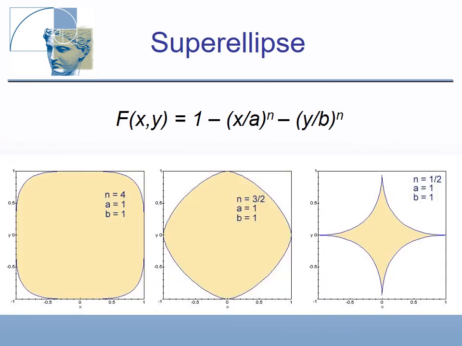A superellipse has a very similar equation, but the power 2 is changed to the power n. With n greater than 1, left image, the shape is close to a box. With n lesser than 1, it looks like a star with sharp ends. This is a representative of algebraic curves defined by polynomial functions of any degree.